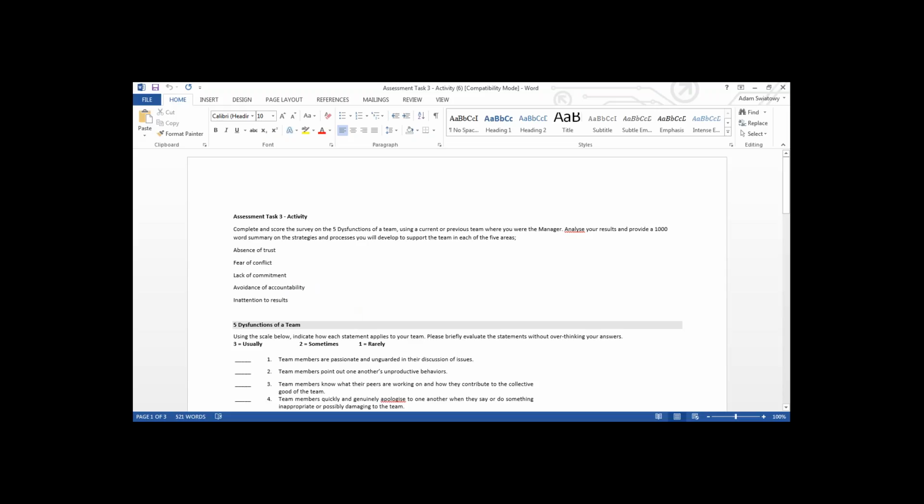And just to recap, dysfunction number 1, absence of trust. This absence of trust actually occurs when team members are reluctant to be vulnerable with one another, and they're also unwilling to admit to their mistakes, weaknesses, or need for help. So if you've got a very low score for this one, that means you've got a lot of absence of trust in your team. If that's the case, what can you do about it?